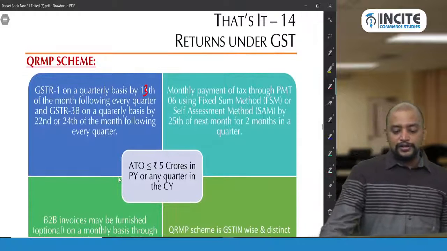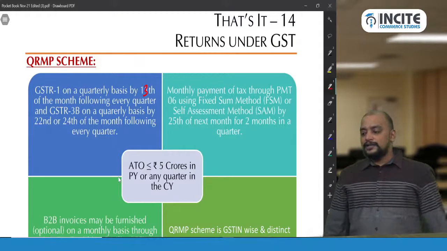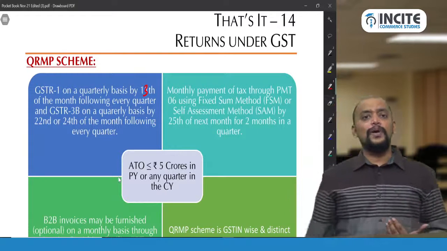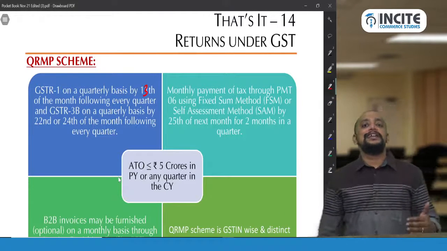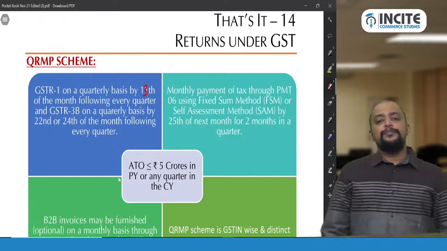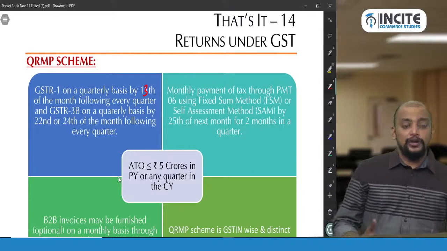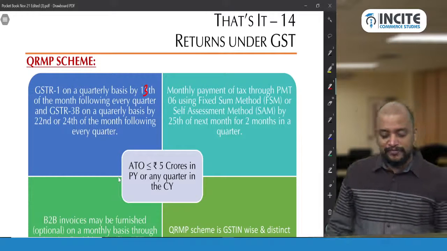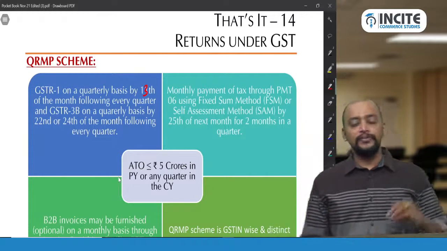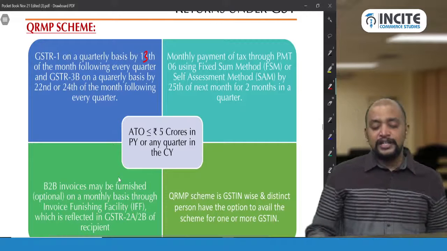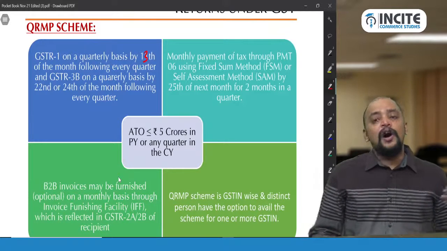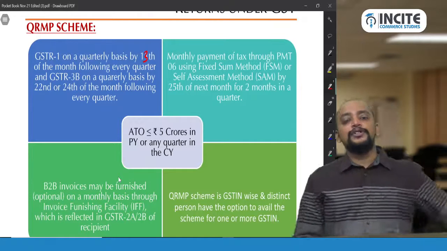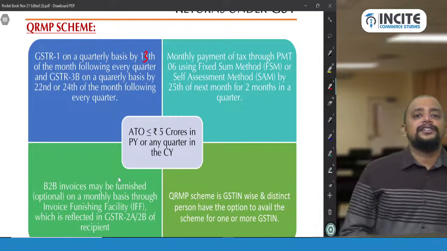Then we are coming to returns under GST. In returns under GST, the QRMP scheme, quarterly return monthly payment scheme, is the latest addition. People who don't want to file returns on a monthly basis can file the returns on a quarterly basis. But first of all, to whom is this applicable? Aggregate turnover during the preceding year or any previous quarter does not exceed 5 crores.